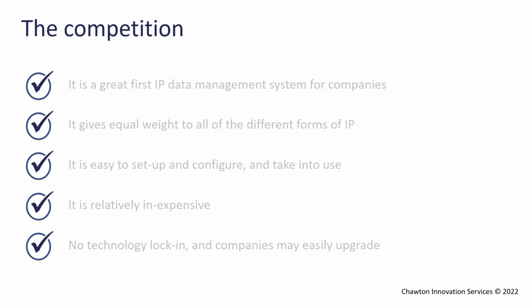Aspen has a number of advantages over the competition. It is a great first IP data management system for companies. It gives equal weight to all of the different forms of IP. It is easy to set up and configure and take into use, requiring less than 1 day of training to become a super user. It is relatively inexpensive, there is no technology lock-in, and companies may easily upgrade to more advanced IP data management systems if required in the future.